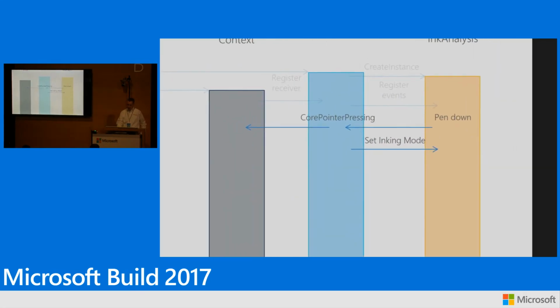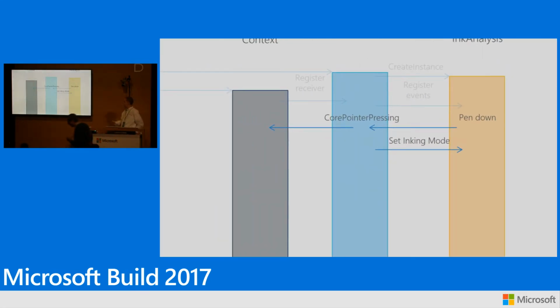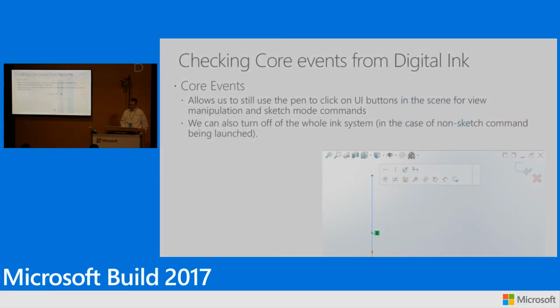The next part we do, once you put the pen down, is we start to get events back. We have core pointer pressing and setting the inking mode. Basically what this does is let us check for events before we start inking, so we don't turn the inking system on right away. There are toolbars up here, and things in the graphics area that you might want to touch. We found that users try to hit those buttons with the pen, so the ink system actually isn't turned on.